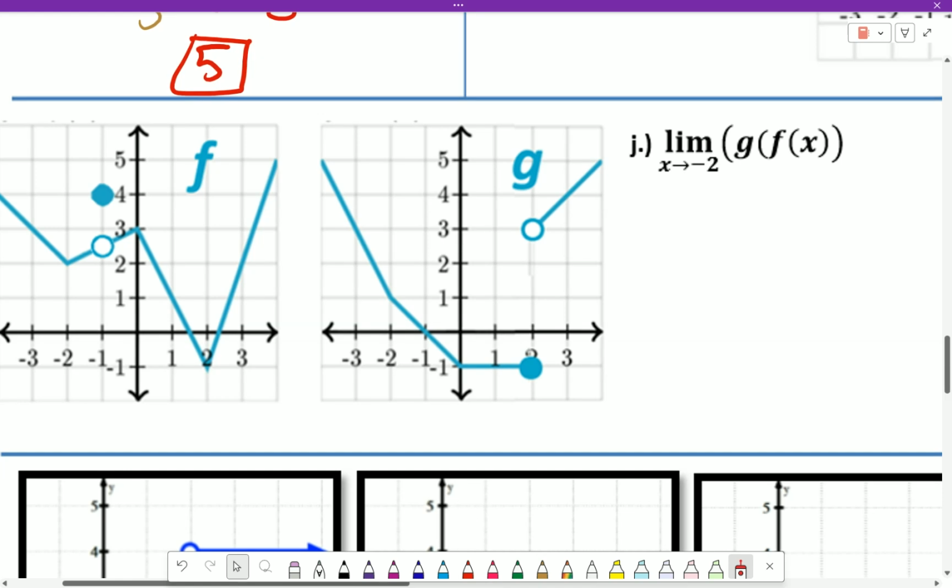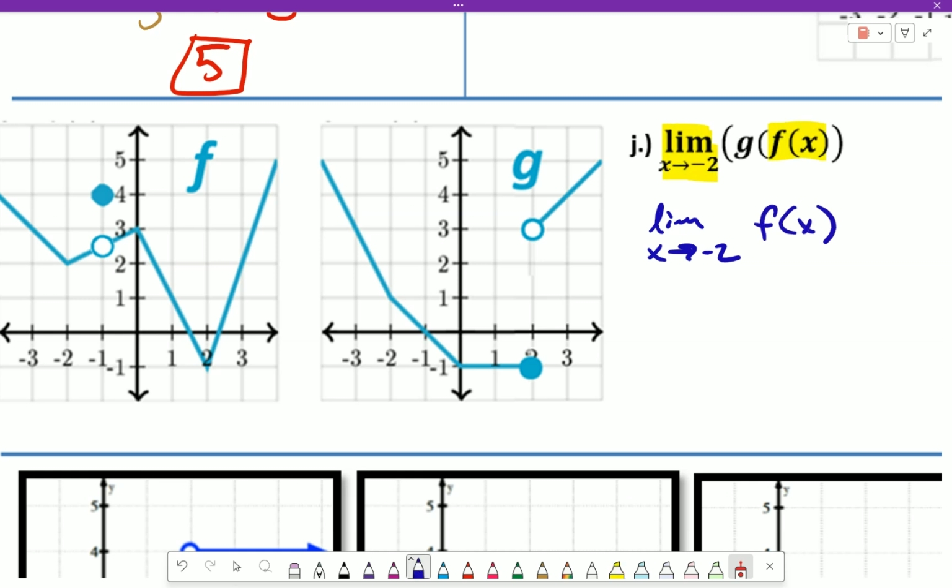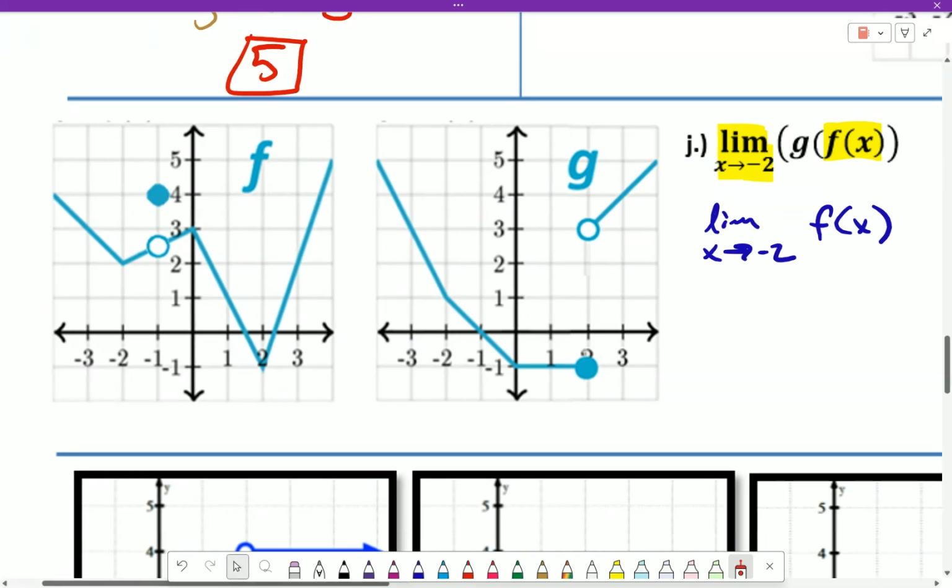Limit as x approaches -2 of g of f of x. What is the inside function? f of x. So we're going to do the limit as x approaches -2, because that's what it tells me to do, of the inside function of f of x. So I'm going to go to my f of x graph, and I'm going to go to -2. Here's -2. I'm covering up -2. I care what happens to the left and to the right because it's a regular limit question. As I approach -2 from the left and the right, what y value am I approaching? 2. And if that were the end of this question, the answer would be 2.